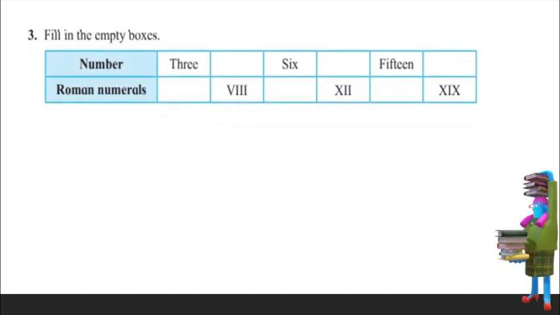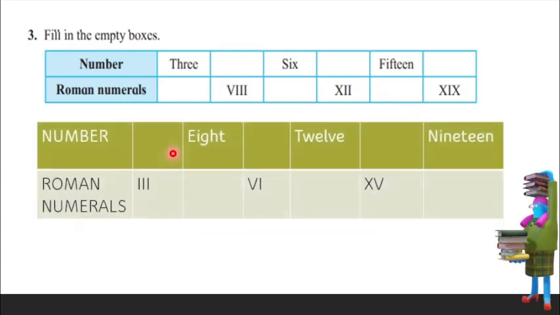Let's start with the third question. Third question is, fill in the empty boxes. Now here the numbers are given and Roman numerals are also given. Now you have to fill up where and what will come. So first number is 3. How do we write 3 in Roman numerals? We write 3 I's. Second one, 5 is given, that is 1 V is given and 3 I's are given. That means 5 plus 3, which is 8.